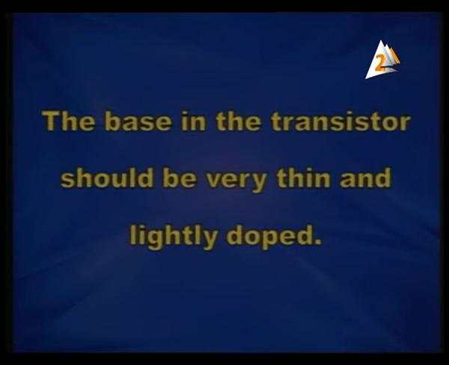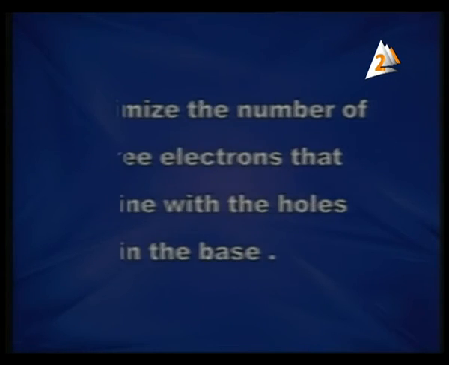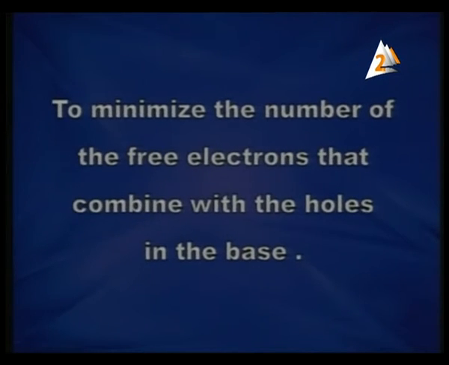Explain. The base in the transistor should be very thin and lightly doped. When it is very thin and lightly doped, this minimizes the number of the free electrons that combine with the positive holes in the base. So once again, to minimize the number of the free electrons that combine with the holes in the base.